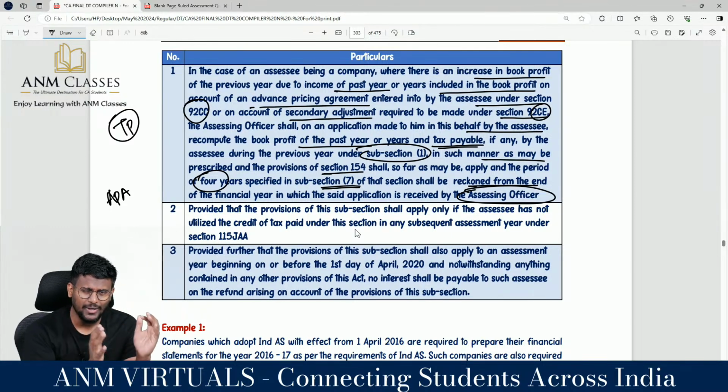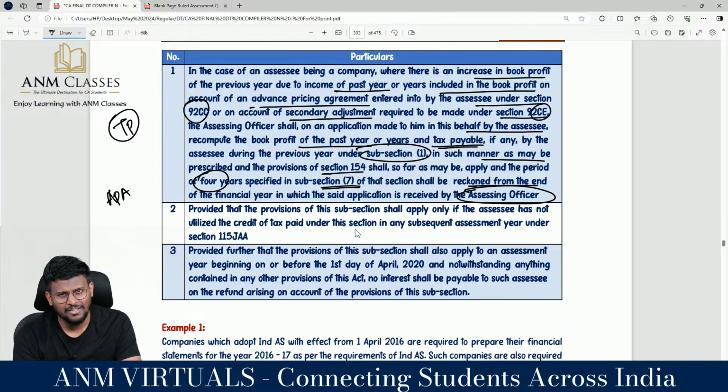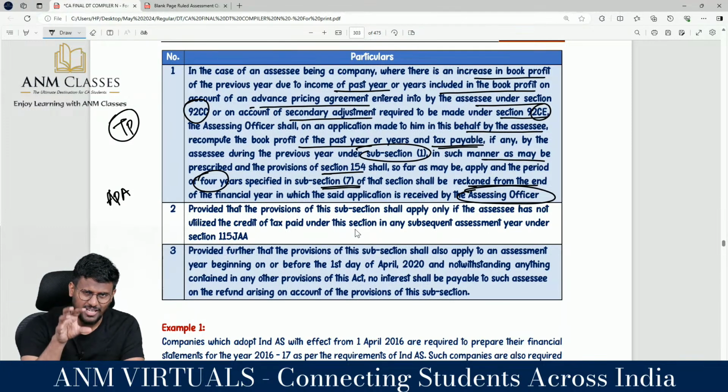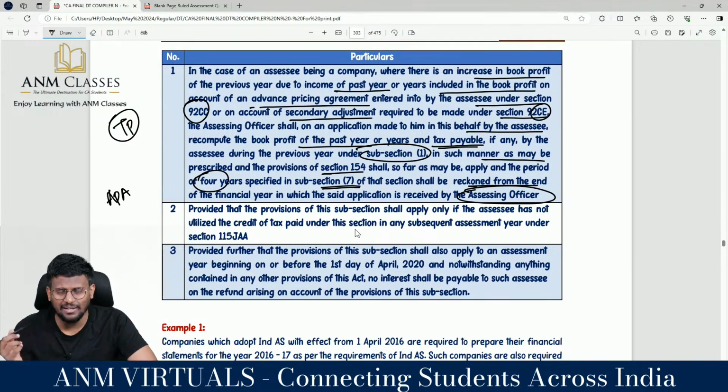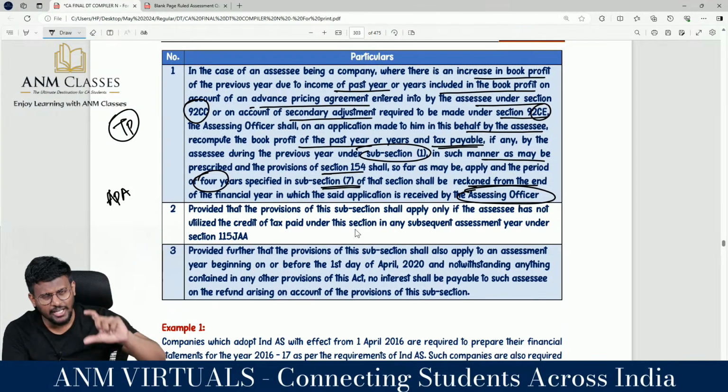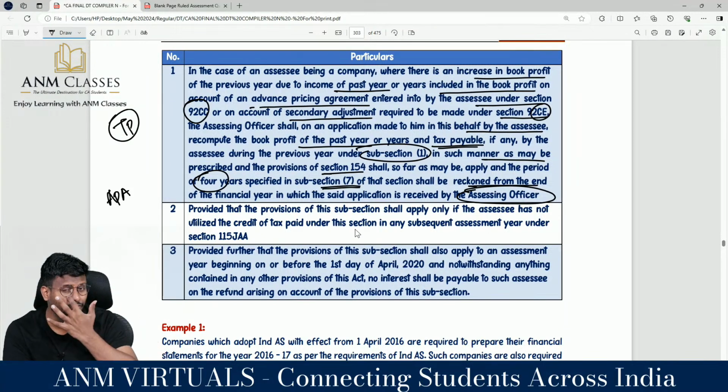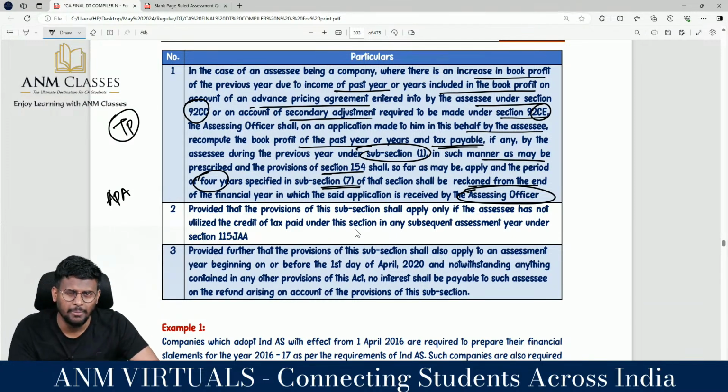So once you enter into an APA, go and request the assessing officer saying that last year we have already calculated the MAT, but that MAT calculation is going to change, or now I made a secondary adjustment specified in 92 CE. Because of that secondary adjustment, my MAT calculation is going to change. Please make the change. And he will treat the previous year's computation as a mistake apparent from record under section 154. Within 4 years from the end of the financial year in which the order sought to be rectified, he will rectify that order by applying section 154.